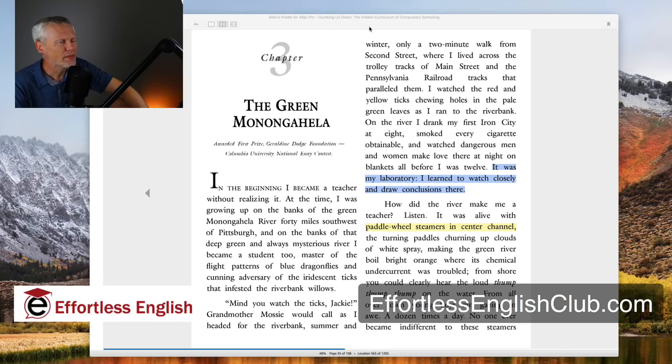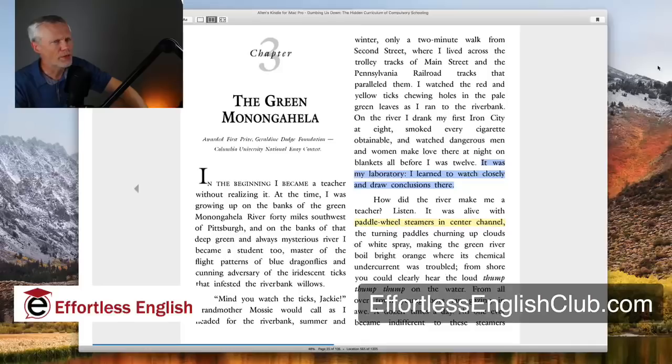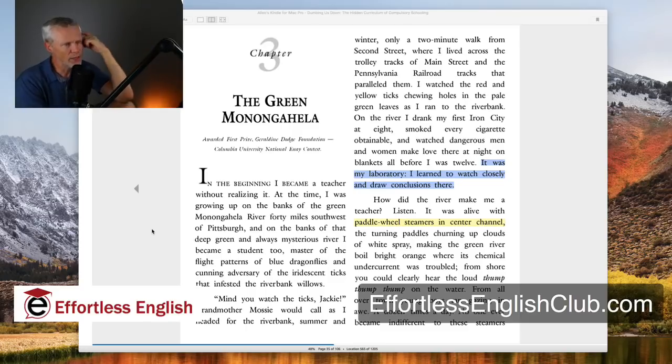Anyway, the chapter begins with John Taylor Gatto telling the story of his childhood. So he talks about that he lived in a town 40 miles southwest of Pittsburgh. That's kind of the northeast part of the United States. And this river went through his town. And this river was very important to him. He said, this river was my laboratory. My laboratory. You know, like in science, they have a laboratory where they do experiments and learn. He said the river, for him growing up as a kid, that was his laboratory.